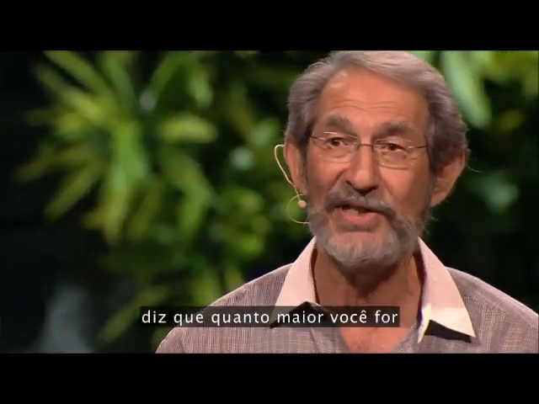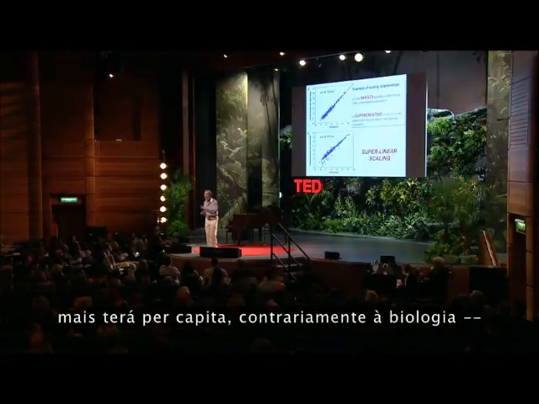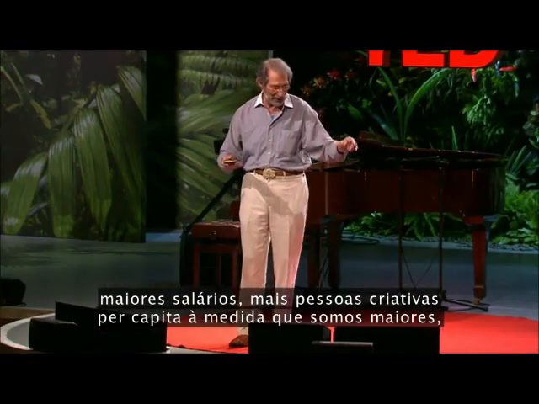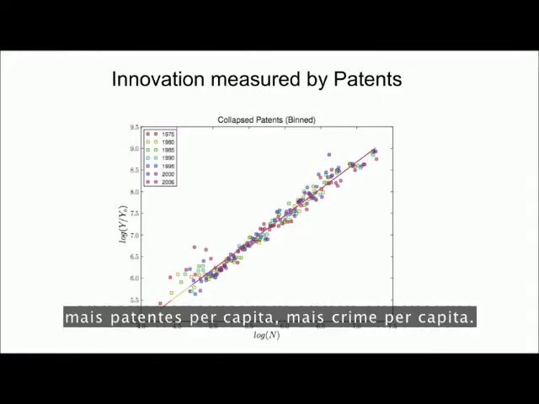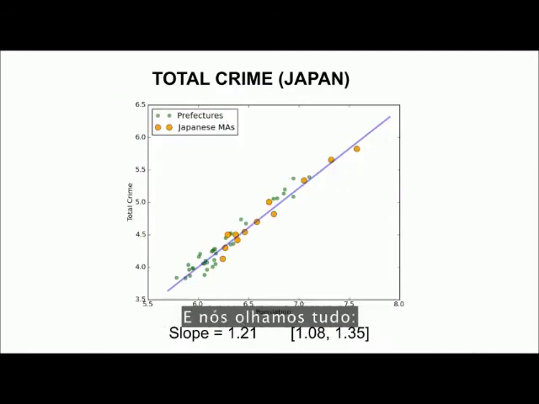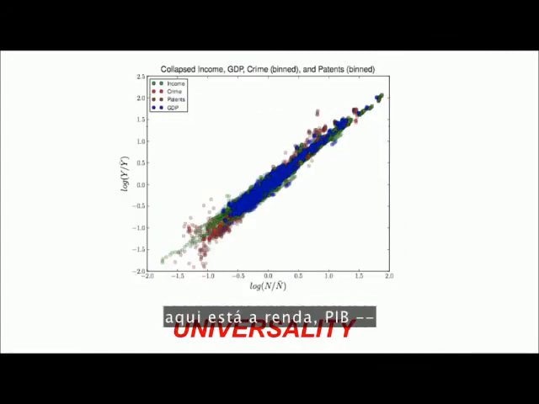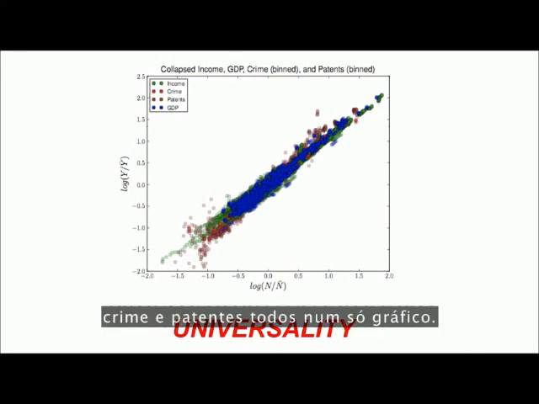Here it is, which says that the bigger you are, the more you have per capita, unlike biology. Higher wages, more super creative people per capita as you get bigger, more patents per capita, more crime per capita, and we've looked at everything, more AIDS cases, flu, etc. And here, they're all plotted together. Just to show you, what we plotted here is income, GDP of the city, crime and patents all on one graph, and you can see they all follow the same line.